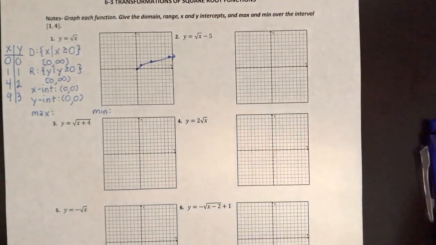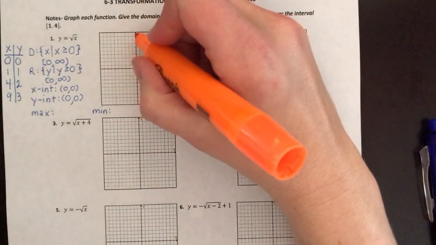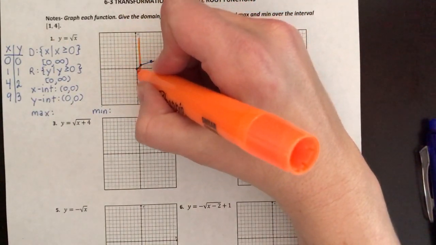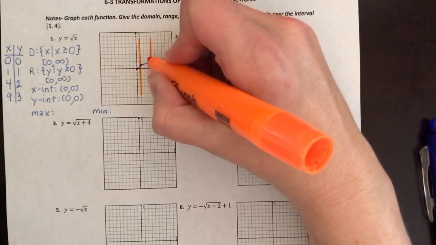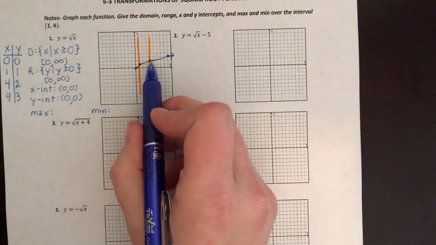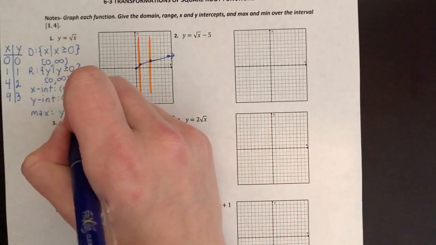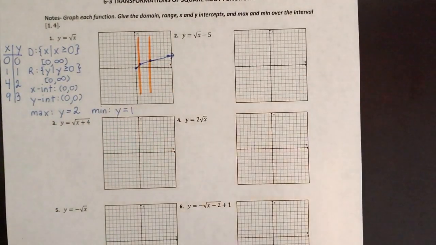My max and min over the interval 1 to 4. So we're talking from 1 to 4. So my max is y equals 2, and my min is y equals 1, as you can see.